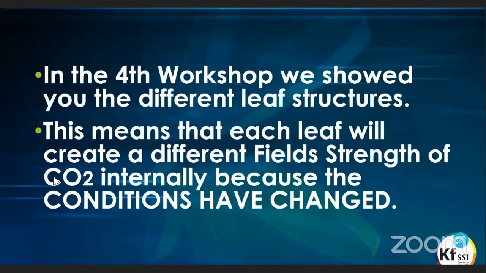So in the fourth workshop, we showed you the different leaf structures, different shapes. And so what this means is that each leaf will be creating a different field strength of that CO2 internally, because the conditions have changed. We mean that the conditions have changed just by the different shape of that leaf.